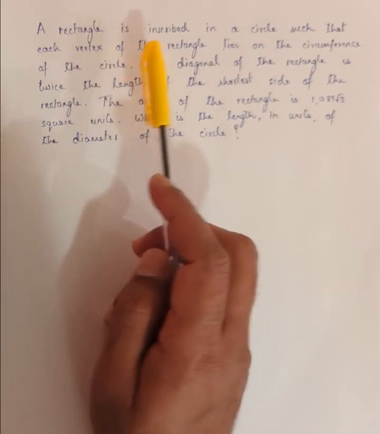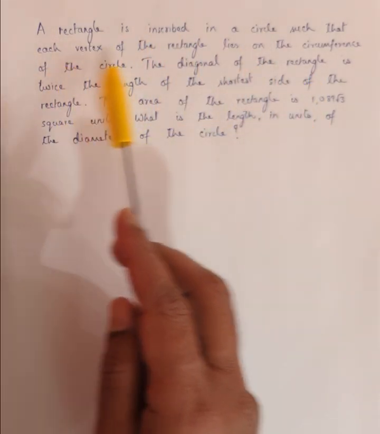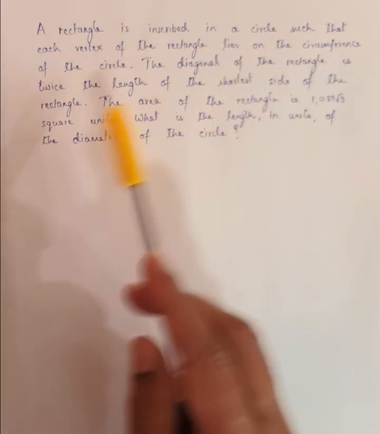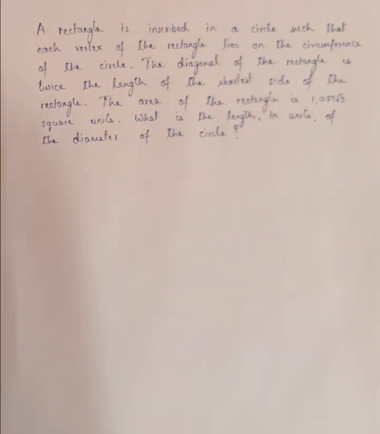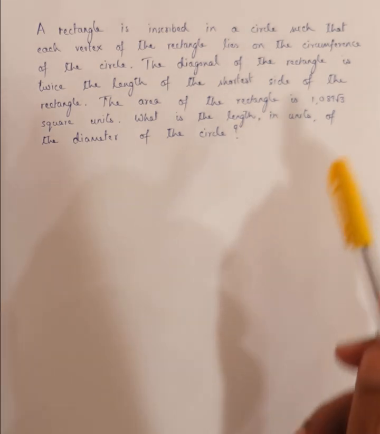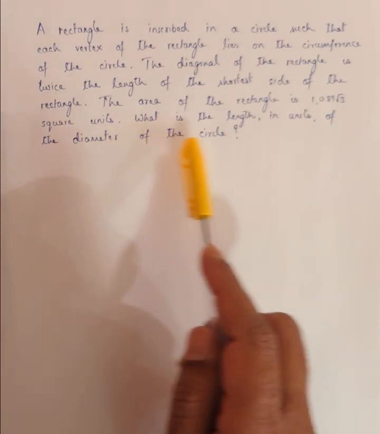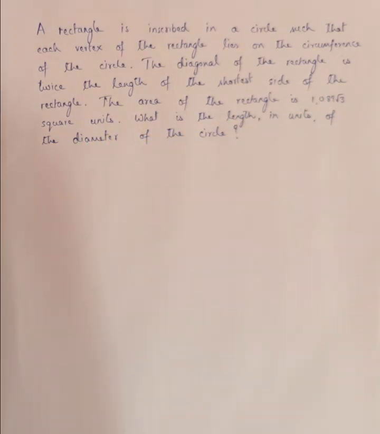Okay, a rectangle is inscribed in a circle such that each vertex of the rectangle lies on the circumference. The diagonal of the rectangle is twice the length of the shortest side, and the area of the rectangle is that many square units. What is the length in units of the diameter?